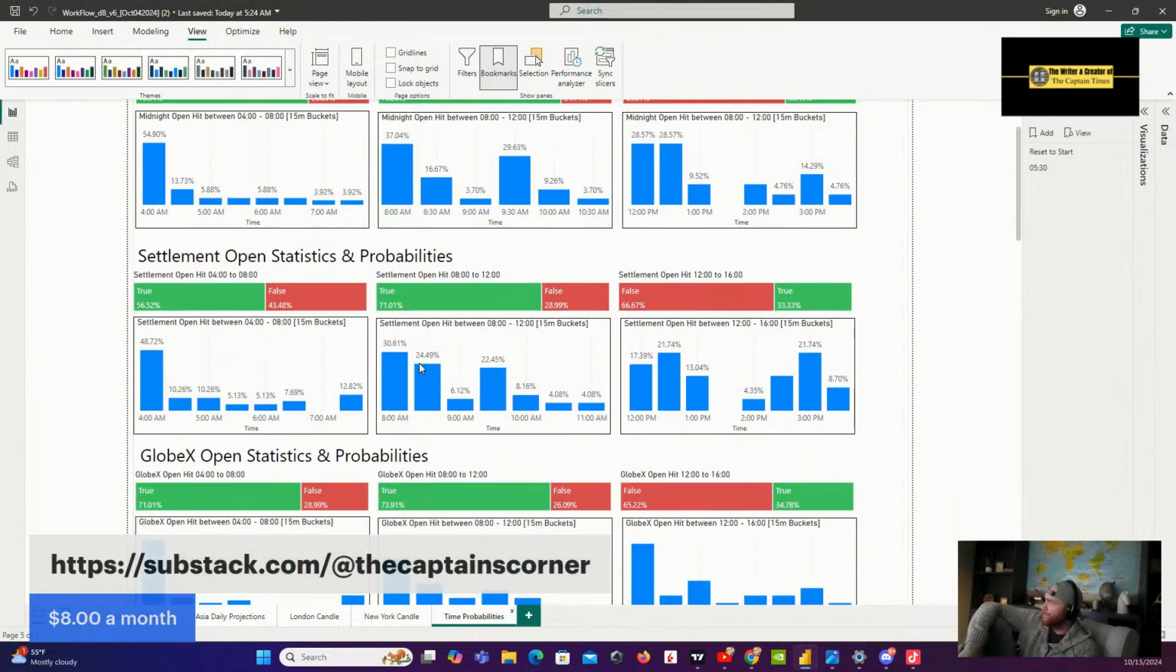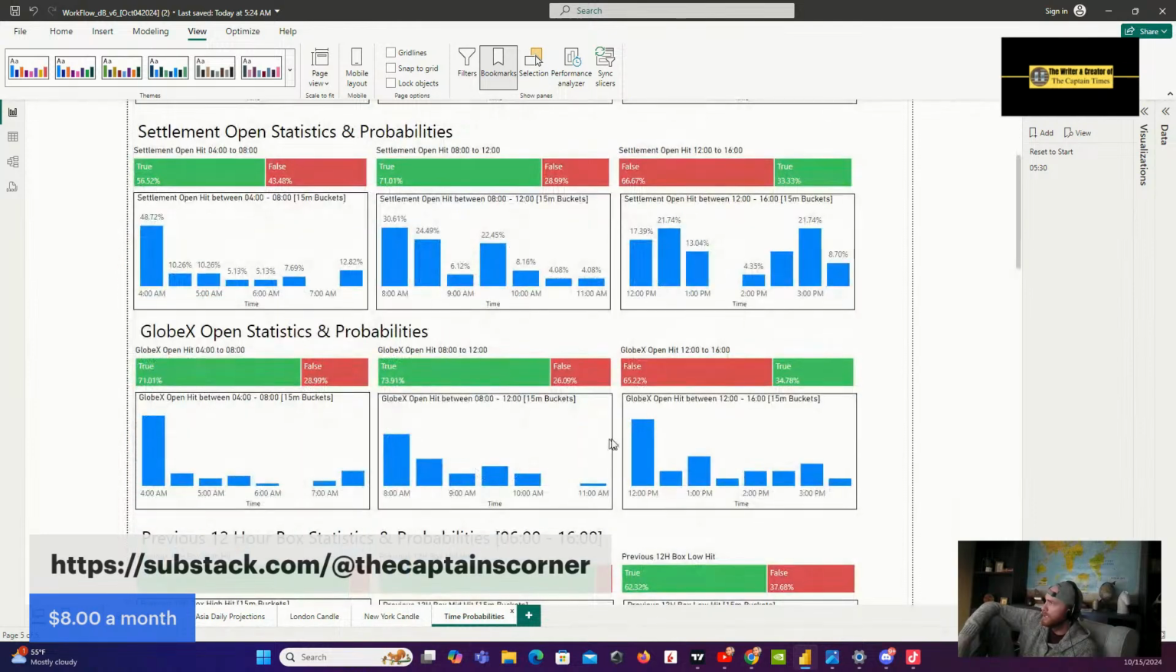Just like settlement had a 56% probability of being hit between 4 and 8, but it had a 71% of being hit between 8 and 12, and so forth and so forth, right? Same with Globex. We can see that the highest probable time for Globex to get hit would be between 8 to 12, or between 4 to 8, but specifically at these times where volatility is injected into the markets, right?